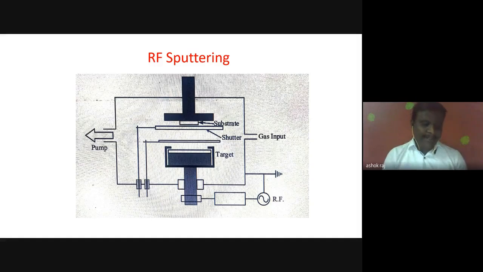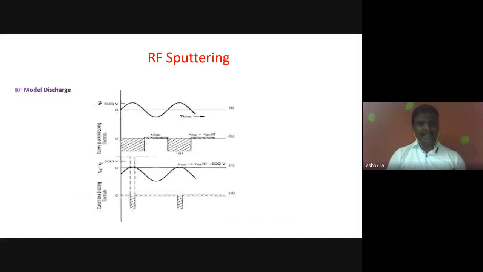The permanent magnets are used in the sputtering gun. Here, the permanent magnet is connected in the sputtering gun to enhance the deposition rate by trapping the electrons. This magnet creates lines that are called the magnetic flux, which is perpendicular to the electric field or parallel to the target. Due to this, secondary emission of electrons occurs and the number of collisions is increased near the target. Here I show the RF mode discharge.